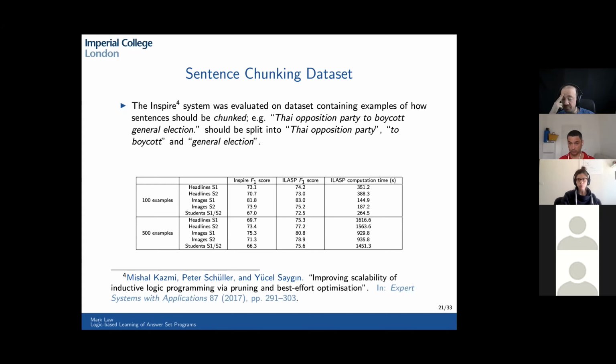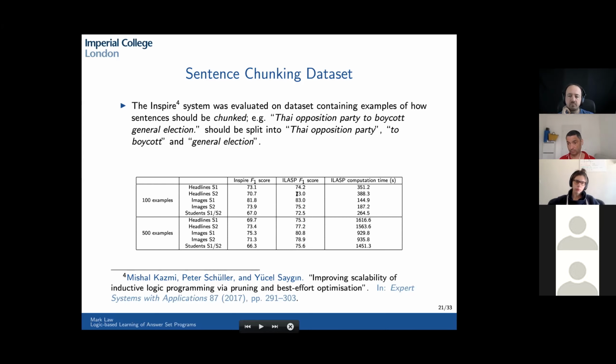And there are two different versions of this data set. There's one with 100 examples and one with 500 examples. And then there are various categories of sentences. So some of them have come from newspaper headlines, some of them have come from image captions. I'm not actually sure what students means in that, maybe student language is different. But then the interesting thing to do is to actually compare the relative performance of the systems on the instances of this data set with 100 examples and 500 examples. So in every single case, ILASP finds a hypothesis with a higher F1 score, and this is because of what I was saying before about finding the optimal solution.